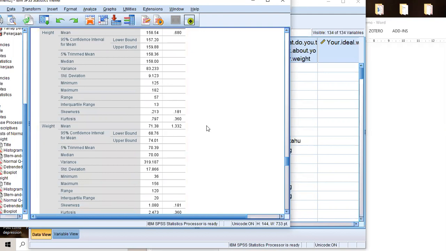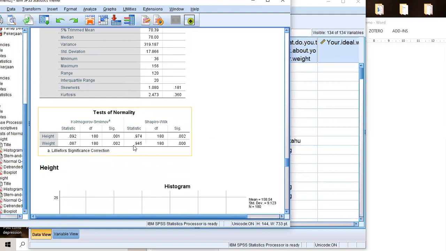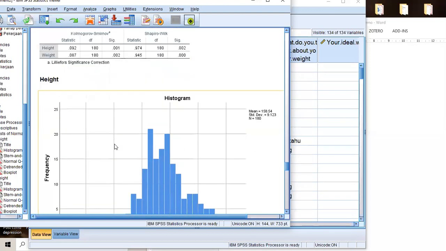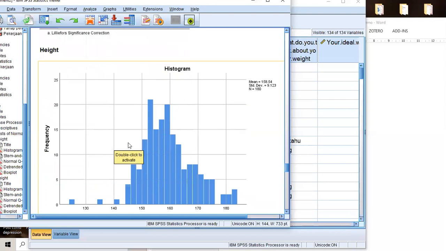We are looking for possible extreme values, out of range values, or typos, whatever it is. And the distribution itself, we look at the tests of normality. Both the p-values are less than 0.05, so height and weight are not distributed normally. In the histogram, we can see normally this is quite okay, except for some people who are very short. To remove this, it may become better.